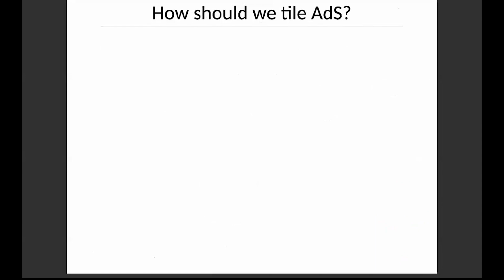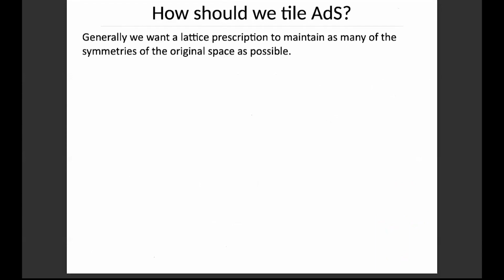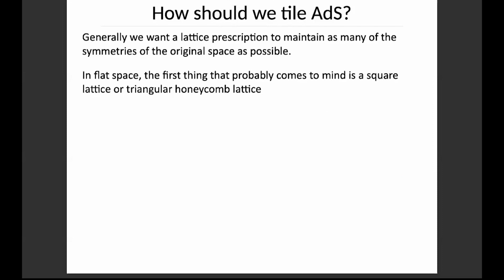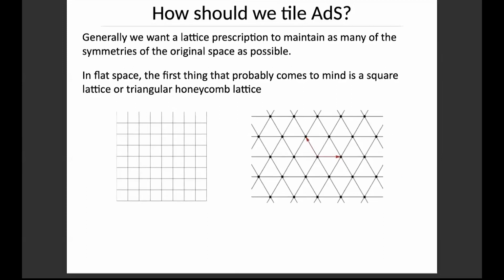Okay. So how should we tile AdS, this negatively curved space? Well, I think it's useful and intuitive to think about the cases that we know. So I'm going to first talk a little bit about flat space and then also a positively curved space. But generally, we want a lattice prescription to maintain as many of the symmetries of the original space as possible. So in flat space, the first thing that probably comes to mind to most of us here is just a normal square lattice or just a normal triangular lattice, something like this, okay?